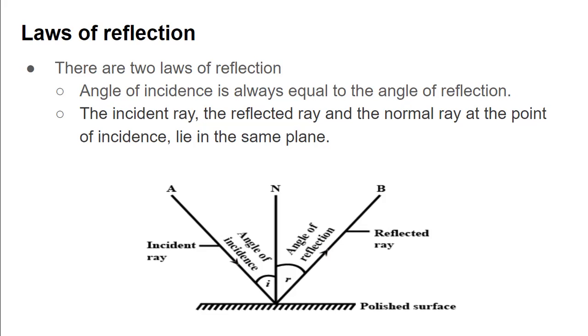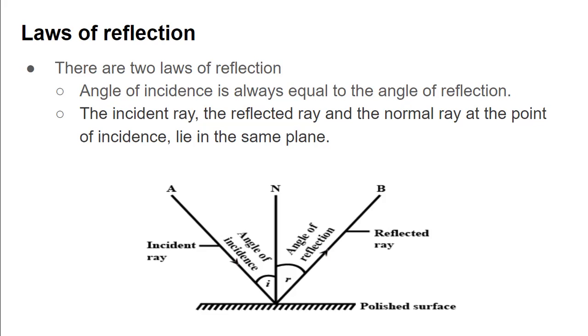Then the second law: the incident ray, the reflected ray, and the normal at the point of incidence all lie in the same plane. Look at the diagram. The incident ray is there, the normal is there, the reflected ray is there, all drawn in the same plane on the polished surface. This is known as the second law.